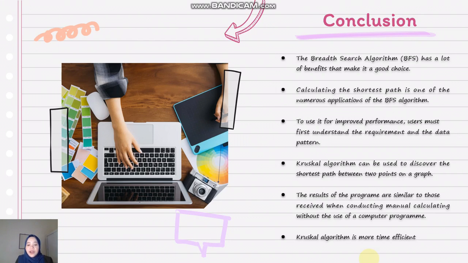The second one, the results of the program are similar to the results received when conducting a manual calculation without the use of a computer program. So this means that even if we use manual calculation for Kruskal's, we still get the same output using the algorithm. And the last one, Kruskal's algorithm is more time efficient.